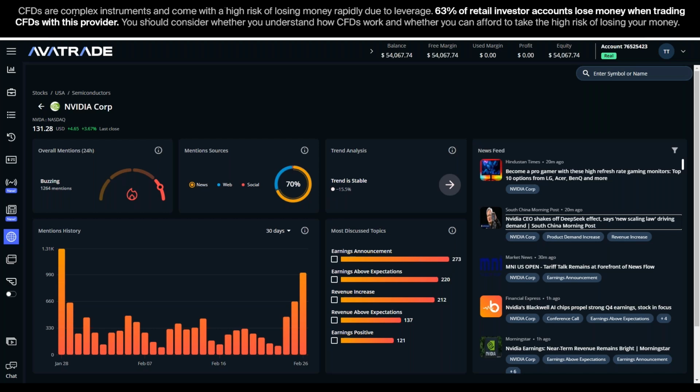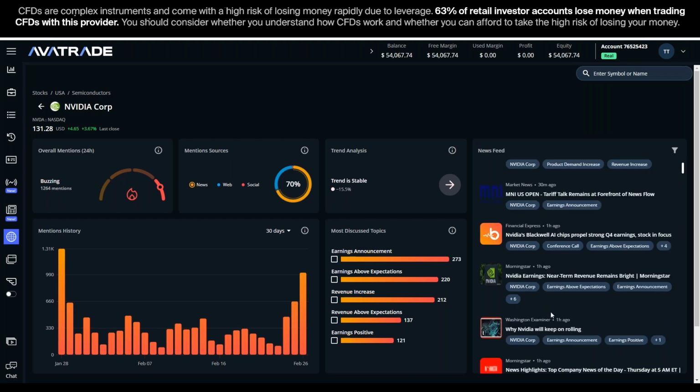So you read the article, scroll down, you'll find more articles. Okay, near NVIDIA earnings, near-term revenue remains bright. That sounds positive. So in terms of the earnings numbers that came out yesterday, if you read this article, maybe it talks positive about that. And you can read the source, who's talking about it, what do they have to say, what's their justification, and start to read these articles.